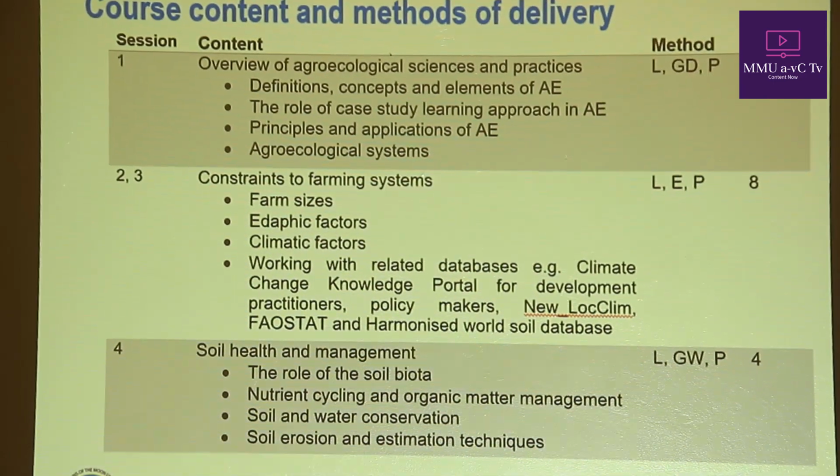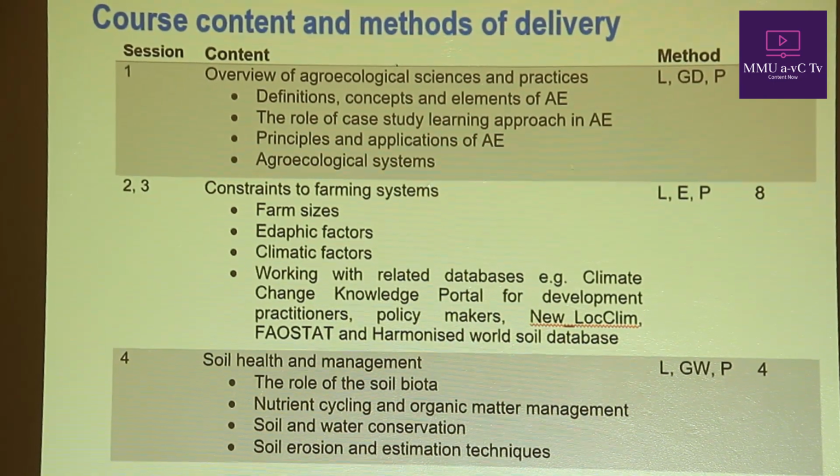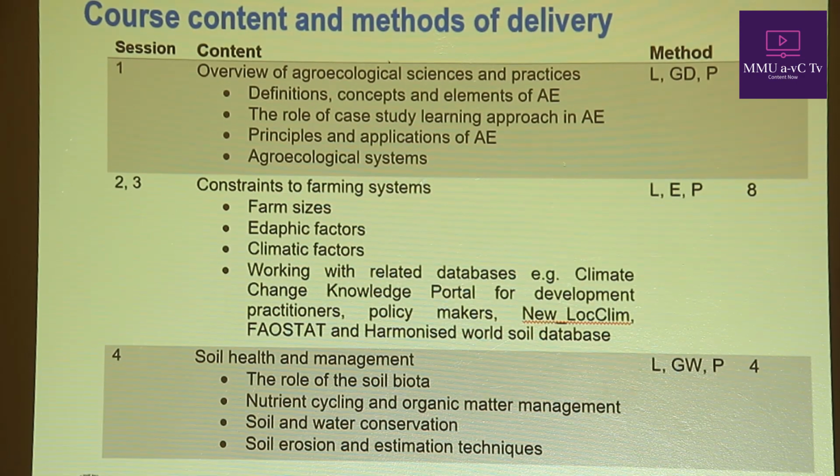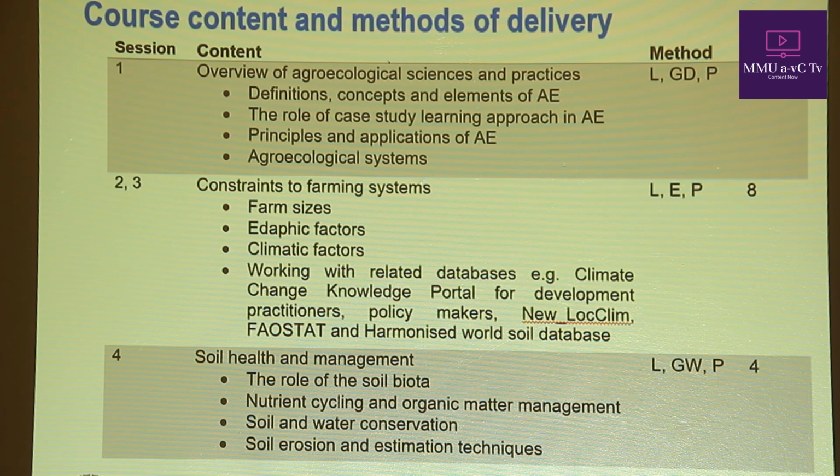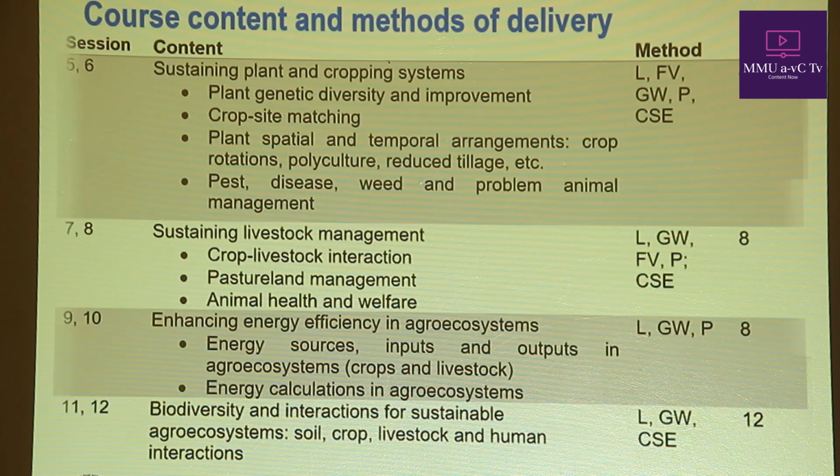We look at the constraints to farming systems at farm level, both the size of the farm, the soil factors, the climatic factors, and also look at the databases. We look at soil health and its management as a key foundation for resilience on the farm. So we look at the soil living organisms, we look at other compositions of the soil, the nutrients, the organic matter, the soil and water, and other processes happening on the soil such as soil erosion.